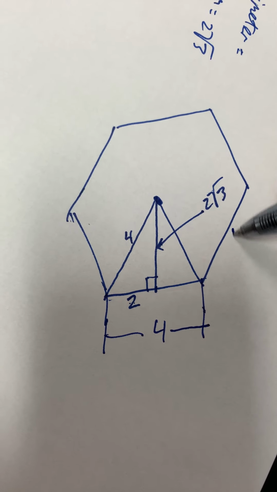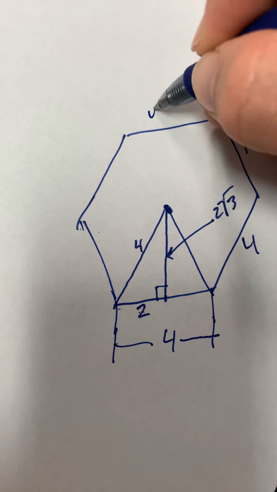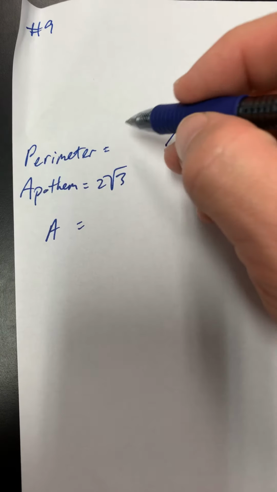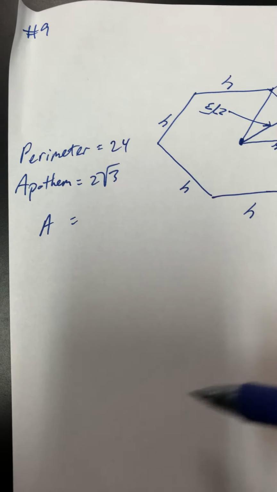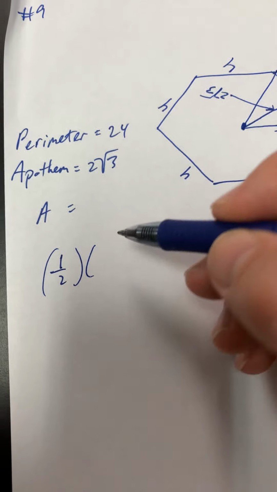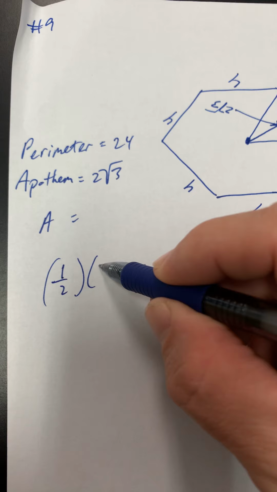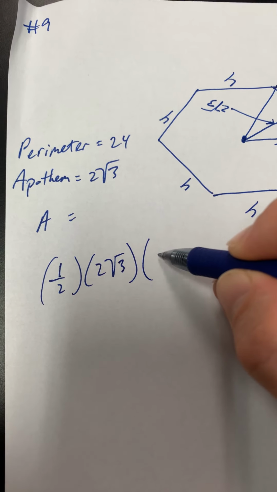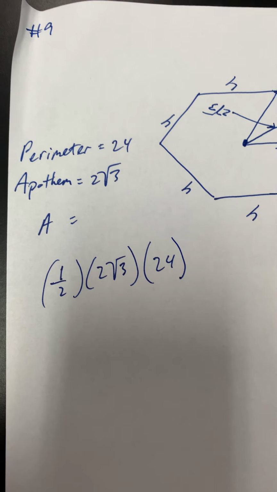Which means that this is 4, and this is 4, and so on for all six sides. So 4 times 6 is 24. Okay, so we have everything we need. The perimeter is 24. So we're going to take 1/2 times 2 times the square root of 3 times 24.